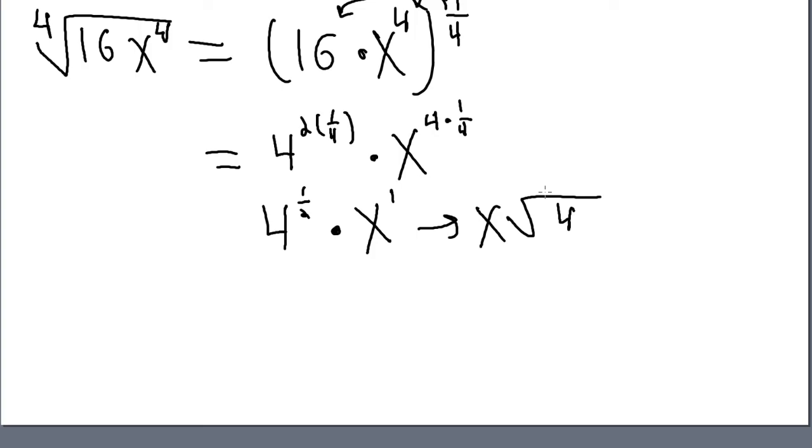And, well, what's the square root of 4? Well, it's equal to 2. So this is actually all equal to 2x. And that's how you simplify a different type of radical other than just a simple square root.